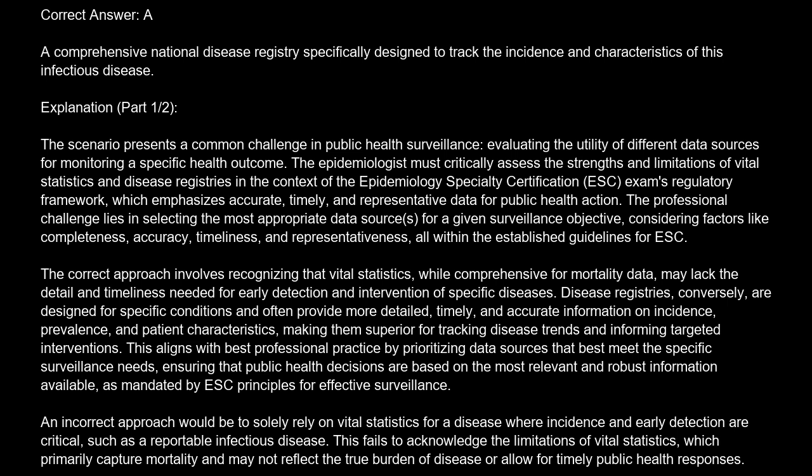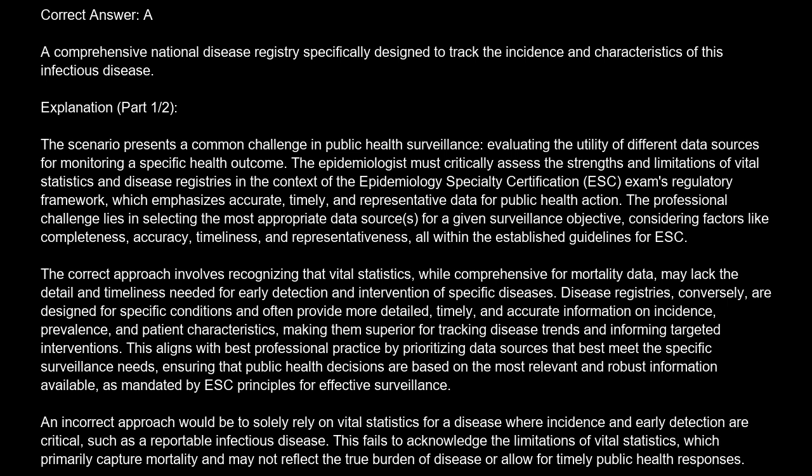The correct approach involves recognizing that vital statistics, while comprehensive for mortality data, may lack the detail and timeliness needed for early detection and intervention of specific diseases. Disease registries, conversely, are designed for specific conditions and often provide more detailed, timely, and accurate information on incidence, prevalence, and patient characteristics, making them superior for tracking disease trends and informing targeted interventions. This aligns with best professional practice by prioritizing data sources that best meet the specific surveillance needs, ensuring that public health decisions are based on the most relevant and robust information available, as mandated by ESC principles for effective surveillance.